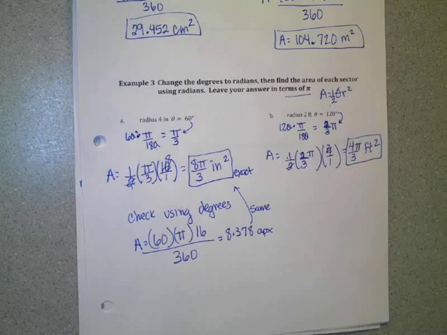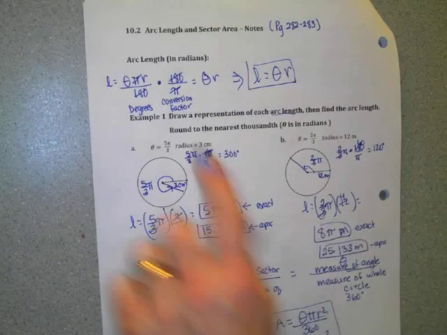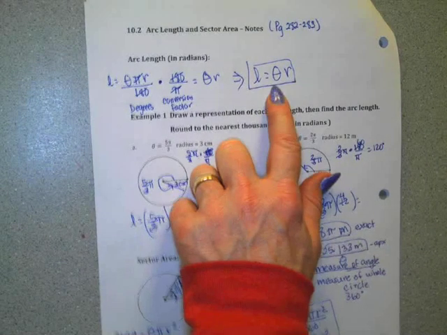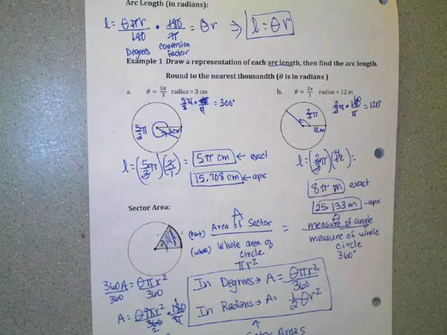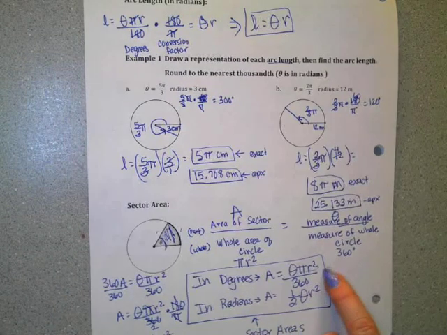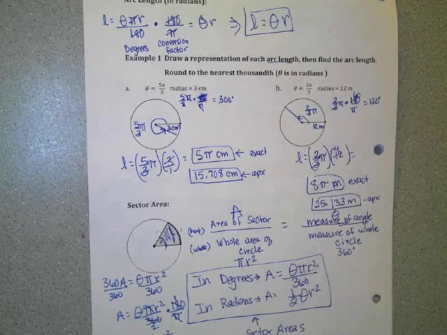All right, those are the 3 things you're going to see on your assignment today, where you'll find arc length using the first formula, and then you'll find sector area using degrees first, and then using radians. Good luck and enjoy.